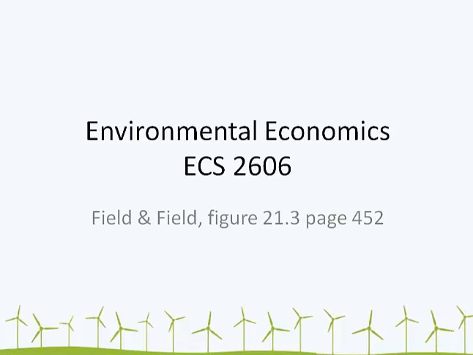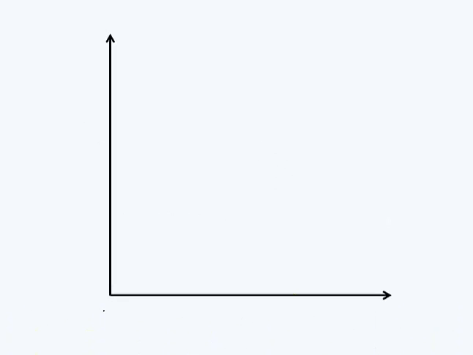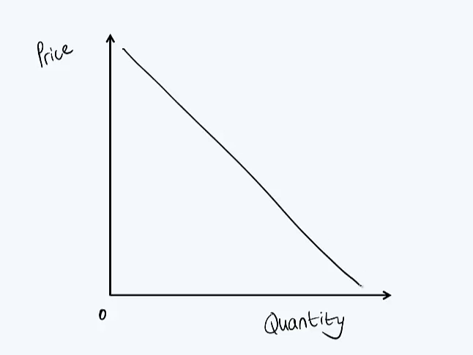We are looking at figure 21.3 on page 452 of your textbook. This graph just shows us a simple market. On the vertical axis we have price, and on the horizontal axis we have quantity. Then we have a simple demand curve and supply curve. For those students who had Economics 1, you'd remember this graph quite well. It just shows simple upward sloping supply and downward sloping demand curves.